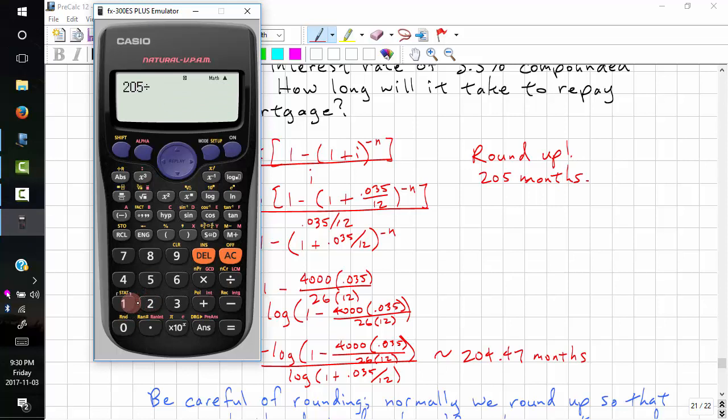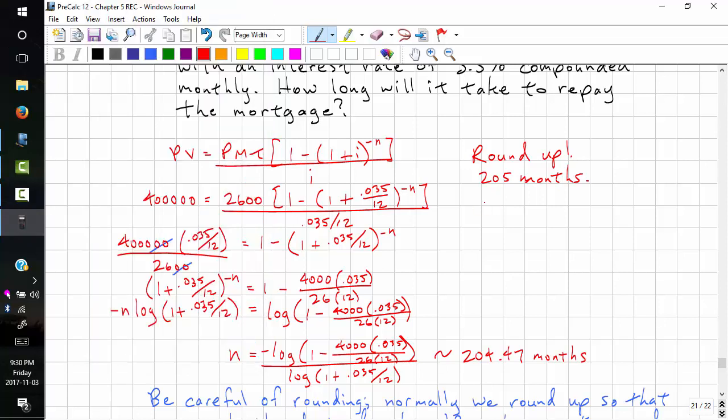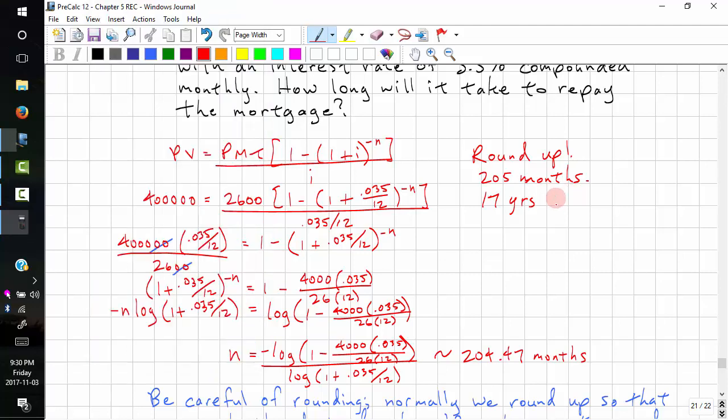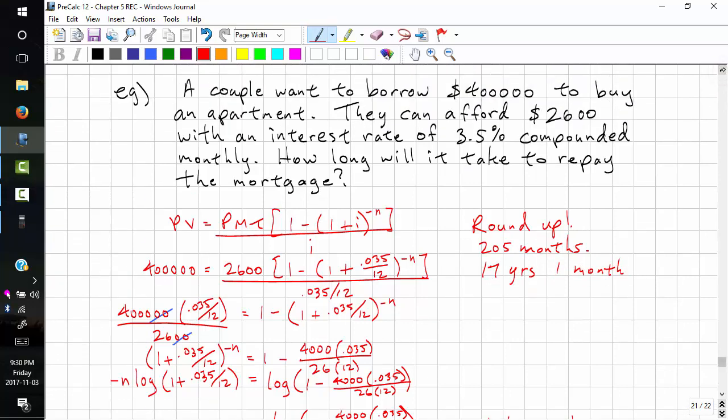205 divided by 12. This gives us 17 years. And we do 205 minus 17 times 12 to find out our remainder, and that's 1 month. Okay, so it just takes over 17 years to pay off this loan.